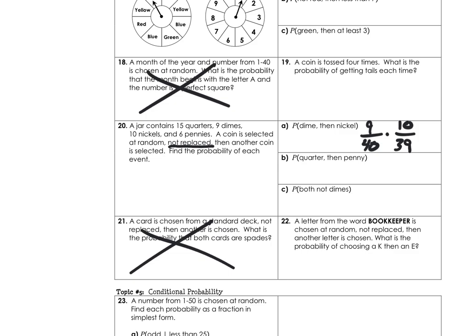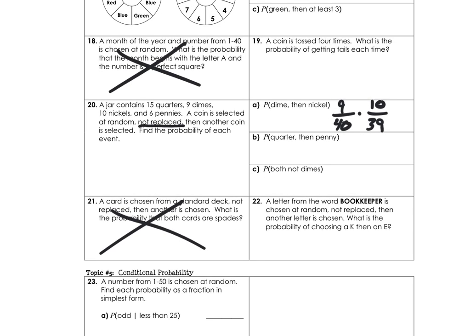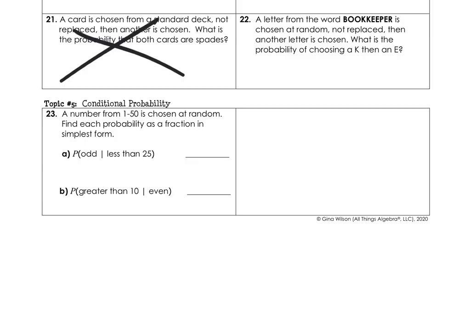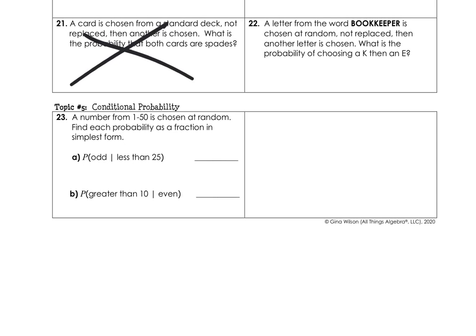Okay, and from here, I'm okay with you putting this into your calculator. Right? 9 out of 40 times 10 out of 39. Most of the time your calculator is going to put it into reduced form for you, but just make sure it's reduced. If you don't know how to use your calculator, today's the day to ask, not in the middle of the test on Monday.